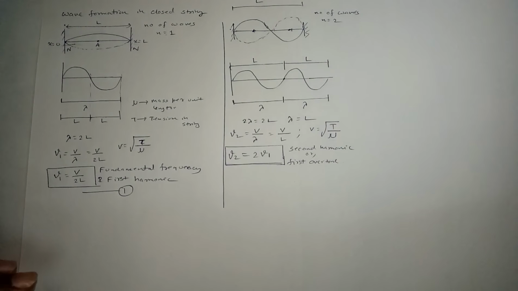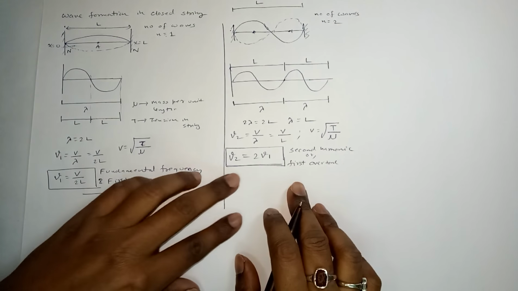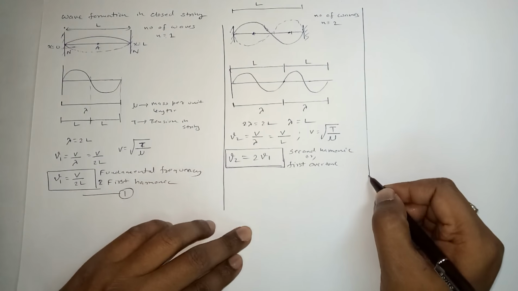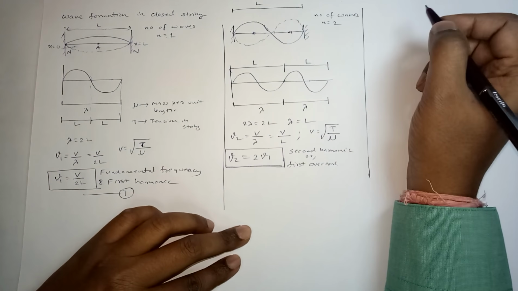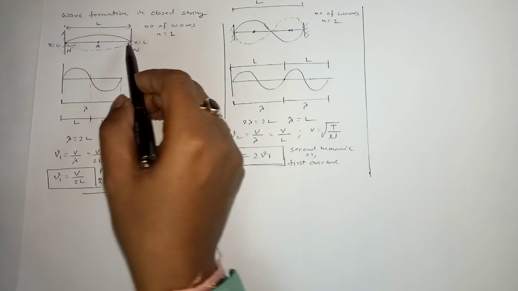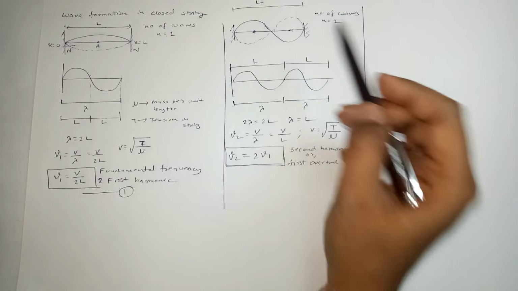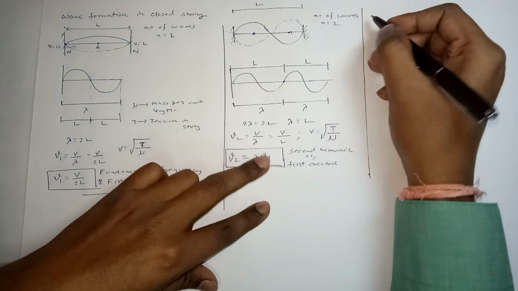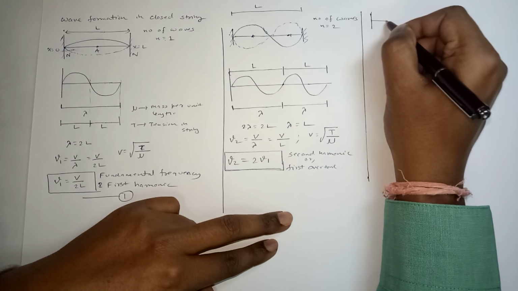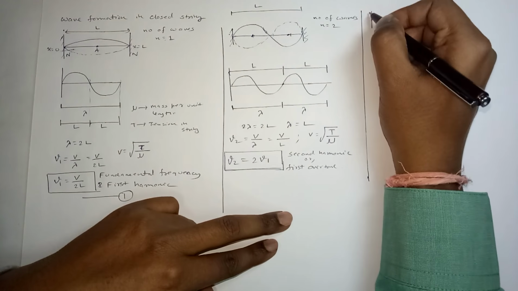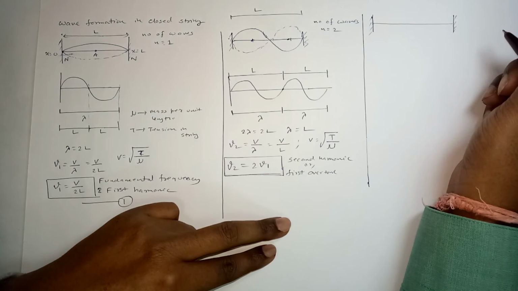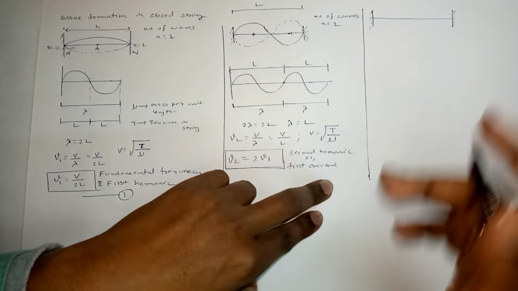Now let's discuss one more case. In the previous case we plucked this medium or string once, then we plucked this string twice. Now we will be plucking this string thrice. Okay, so let this be your string which is clamped at rigid ends, and now we will be plucking this string thrice.